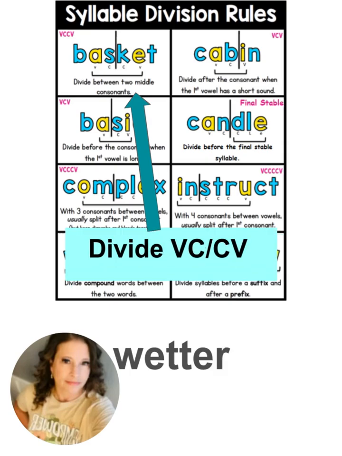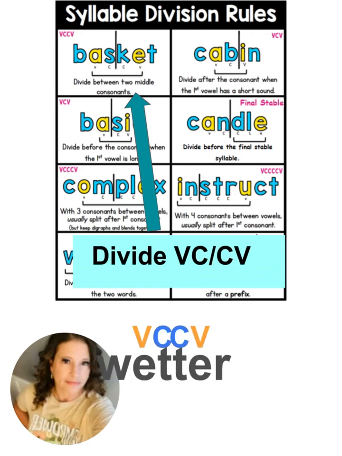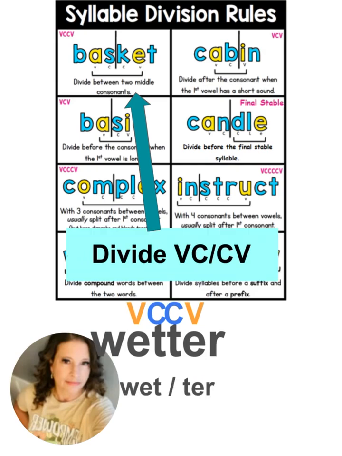Here is the first one. To read this word, I'm going to label the vowels and the consonants between them. Just like so. This is a vowel, consonant, consonant, vowel word. This means I should divide it between the two consonants in the middle, just like this.